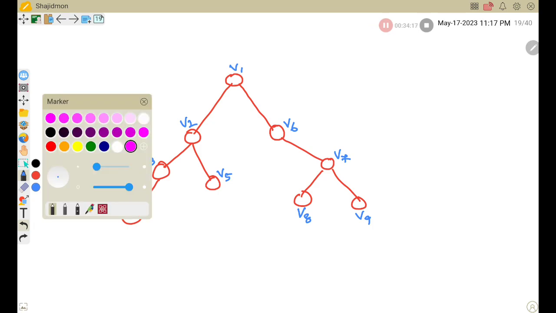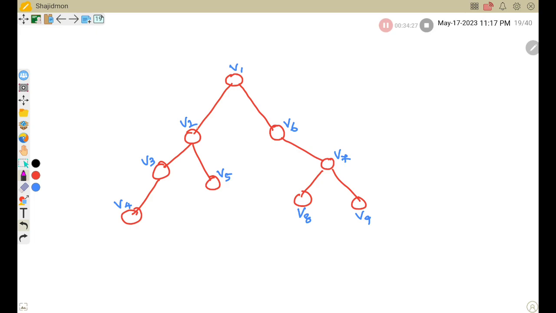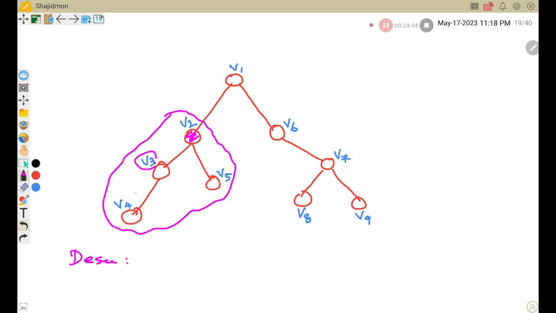Now I want to answer the question: what are the ancestors and what are the descendants? For example, vertex V2. First I want to write the descendants of vertex V2. So what you do? After V2, what are the vertices coming? Take those in that branch only. They are V3, V4 and V5. These are the descendants of that one. Hope you understood that one.